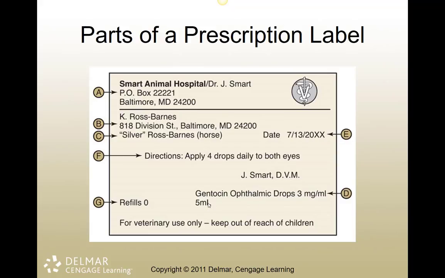Total of 5 milliliters. And so all this information has to be in there, maybe not in this exact order, but it has to be somewhere close. Sometimes what you'll actually see is your drug up here and your directions are down below. Refill, and sometimes the veterinarian's down here.